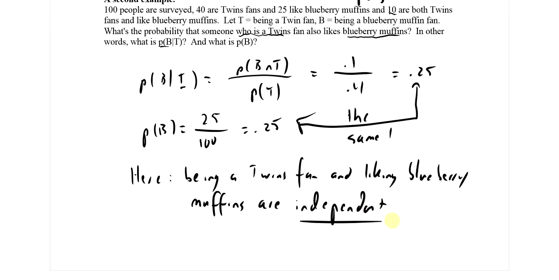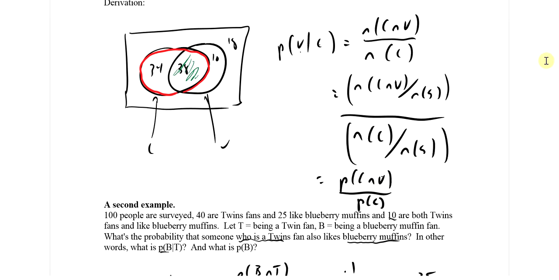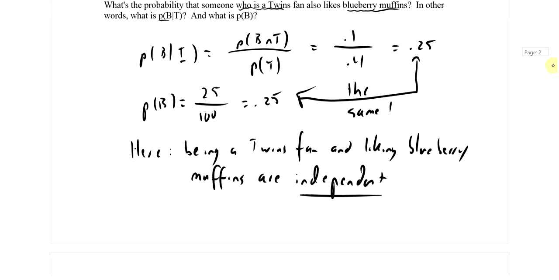Right? In a sense, they don't really have anything to do with each other. Twins fans, blueberry muffin fans, you wouldn't expect one to have much to do with the other. On the other hand, you would expect people who like chocolate ice cream to like vanilla ice cream more than people in general, because people who like chocolate ice cream, they like ice cream. So maybe they would like other flavors of ice cream more than the general populace would. So these are independent.